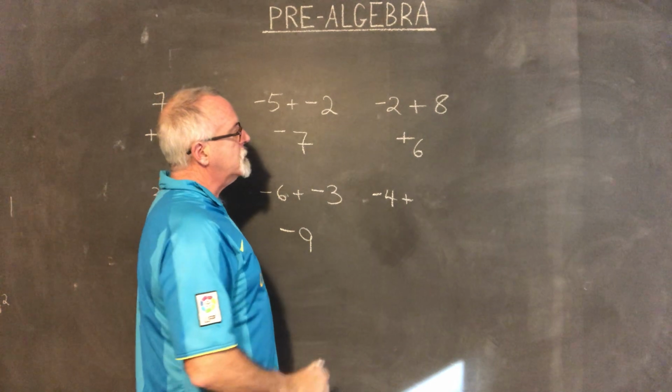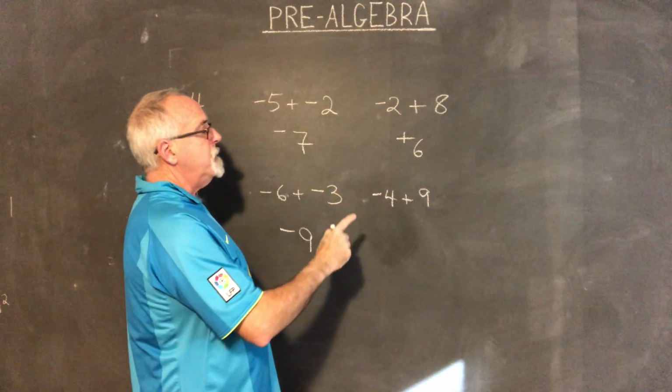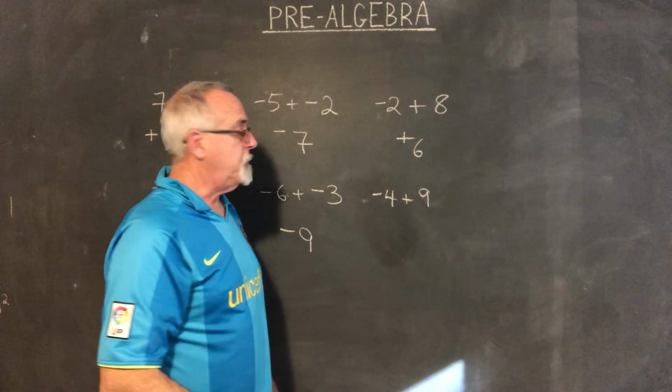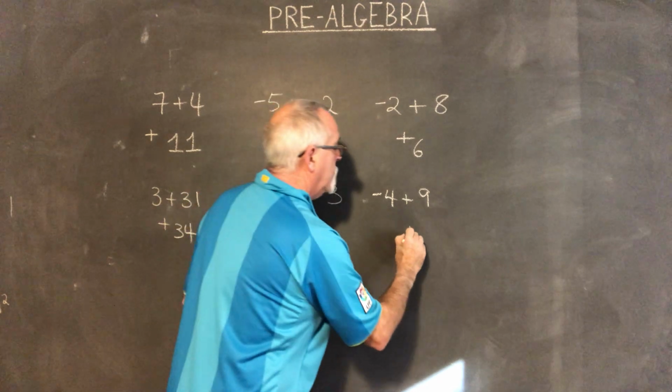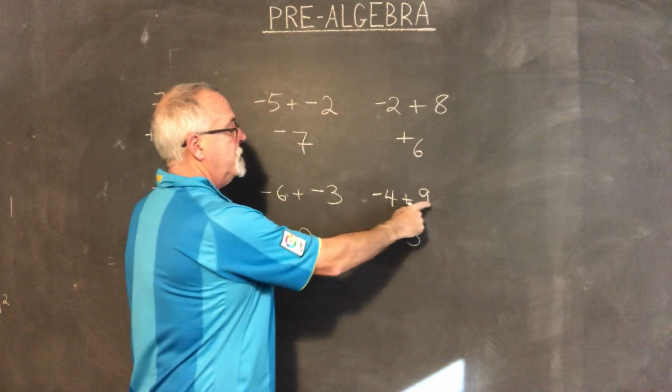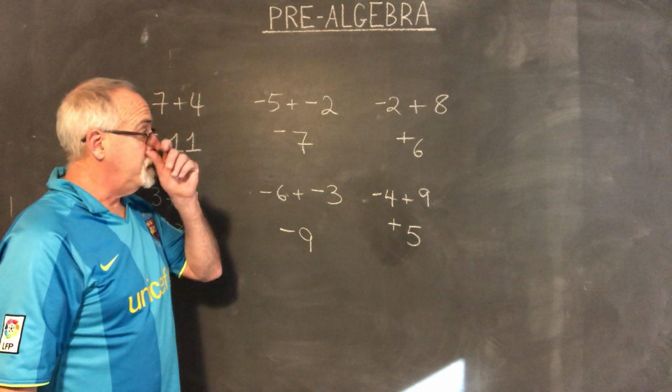Negative 4 plus 9. Okay, so again, the first one's negative, the second one's positive, and I'm going to subtract instead. So 9 minus 4 is equal to 5, and then the bigger number is the 9, and the 9 is positive, so therefore my answer is positive 5.